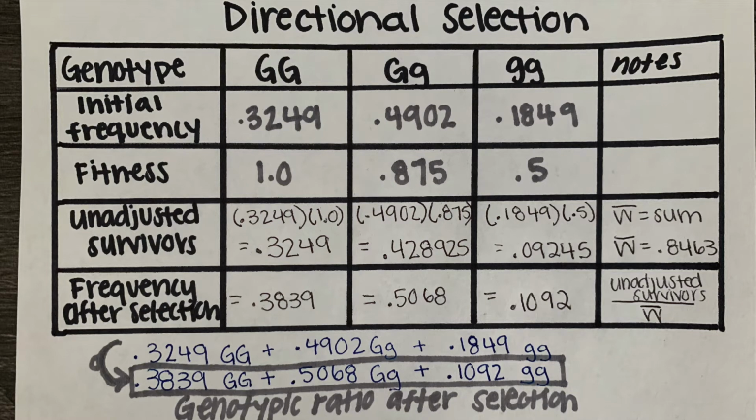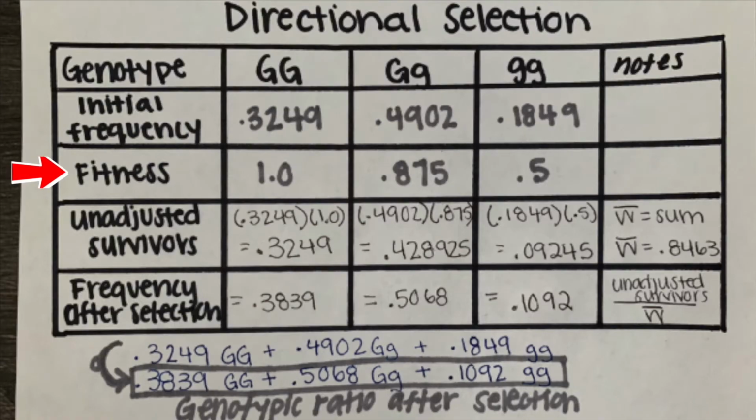You can see from the chart that the fitness is highest for the homozygous dominant aliens and lowest for the homozygous recessive. The dominant allele is favored because its phenotype helps the alien survive. Its color camouflages the alien better. To calculate the frequency after selection, we multiply the original genotypic frequencies by the fitness and divide it by the average fitness to get the frequency of each genotype after selection.